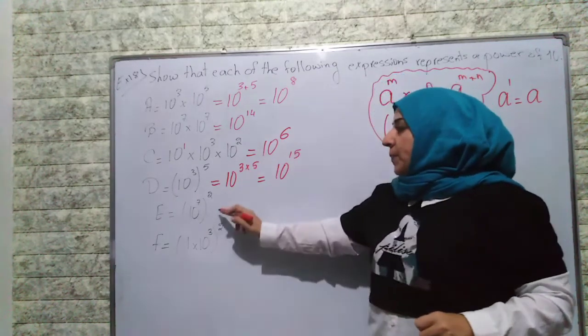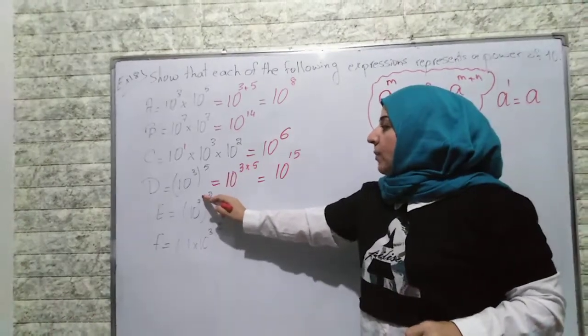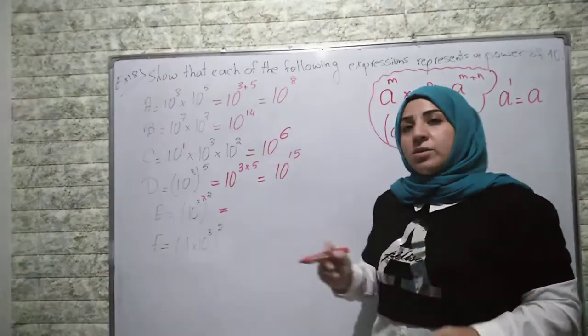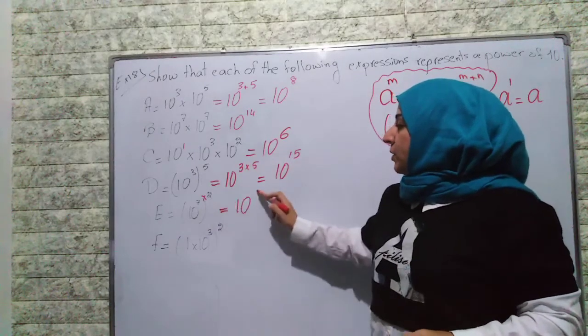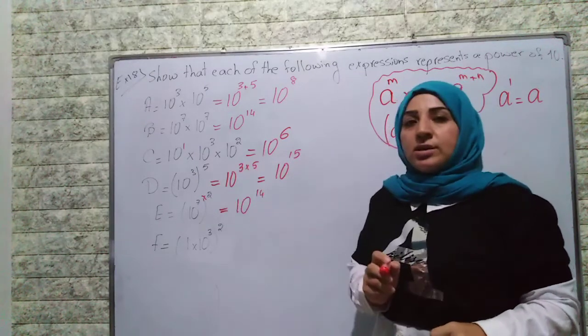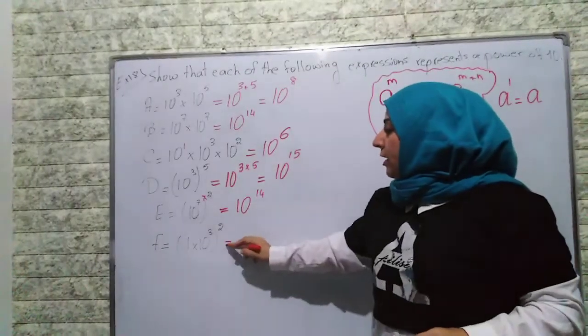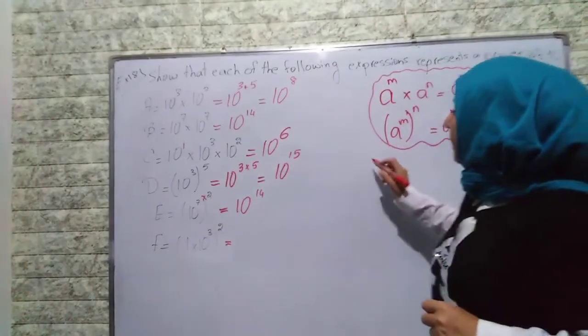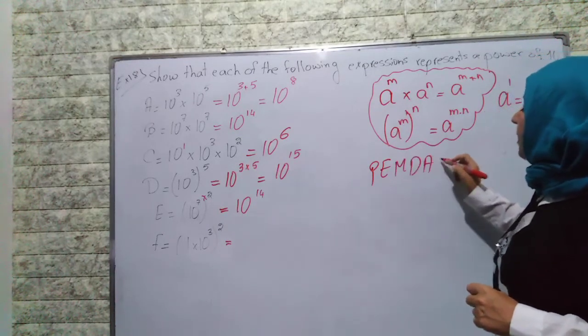Okay, next one. 10 to the power 7, all to the power 2, it means we are multiplying the powers by each other. So it's 10 to the power 7 times 2, which is how much? 14.